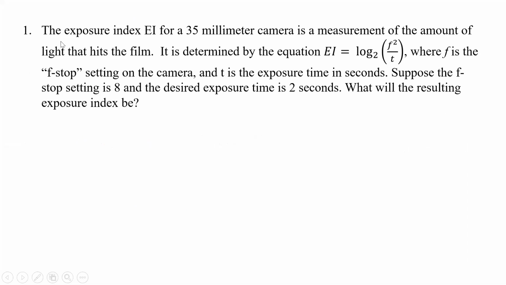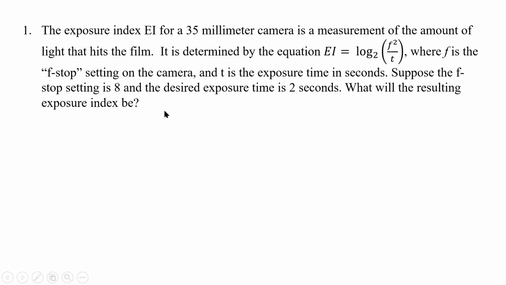All right. So here it says the exposure index, EI, for a 35 millimeter camera is a measurement of the amount of light that hits the film. It is determined by the equation EI equals log base 2 of f squared over t, where f is the f-stop setting on the camera, and t is the exposure time in seconds. Suppose the f-stop setting is 8 and the desired exposure time is 2 seconds. What will be the resulting exposure index?